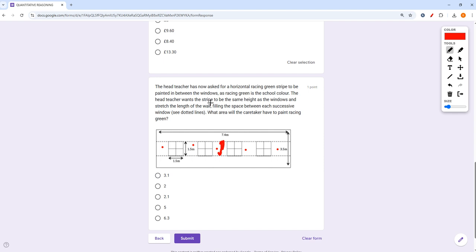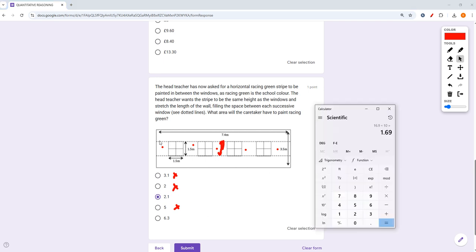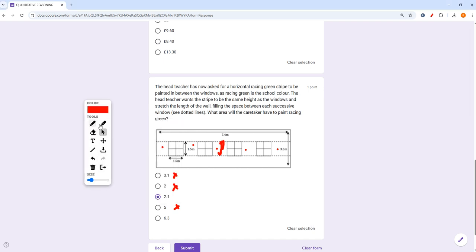The head teacher wants the stripe. Has to be a multiple of 1.5. Can't be this. Can't be this. Can't be this. Looks like 2.1. Right. Looks like 2.1. Let's see anyways. So how much is that altogether? Right, so I need to figure out how much is there. How much is the area of just this whole thing?